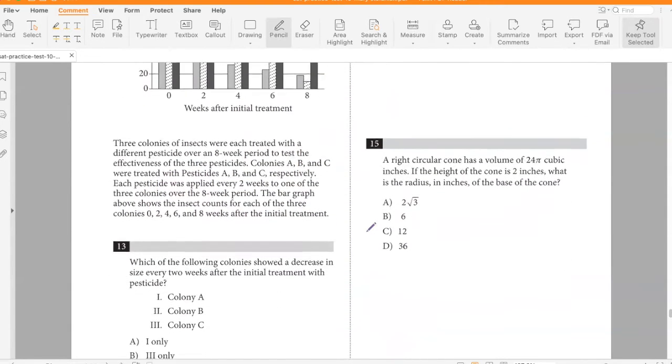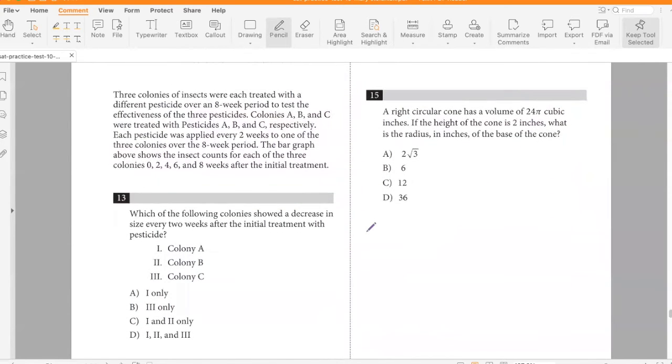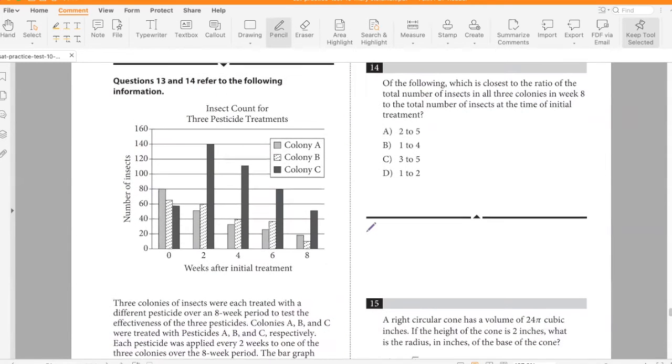Which of the following colonies showed a decrease in size every 2 weeks after the initial treatment with pesticide? Okay, every 2 weeks. So if you look at colony A, it is showing a decrease every 2 weeks. So colony A is correct. Colony B is also showing a decrease every 2 weeks.